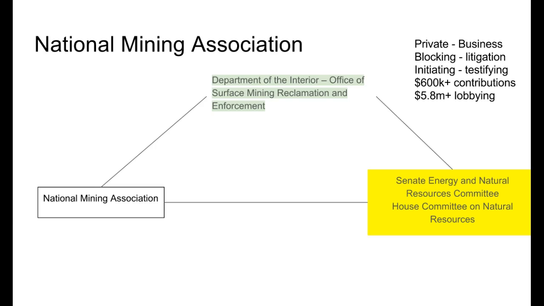So if I was presenting this in class, I would talk a little bit about what the Mining Association does, how it is linked to the Senate Energy and Natural Resources Committee, the House Committee on Natural Resources, and then the relationship that they might have with the Department of the Interior. I'm going to check for any recent regulations. I can go to the Federal Register and look for anything that is associated with coal or mining, and that might help me as well in my presentation.